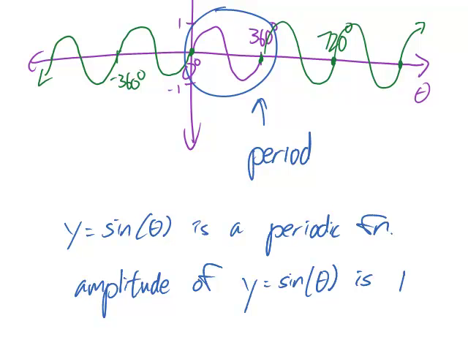So I guess the total height is really 2 because you have 1 and -1, but we just want to measure from the middle to the top. So we say the amplitude is 1.